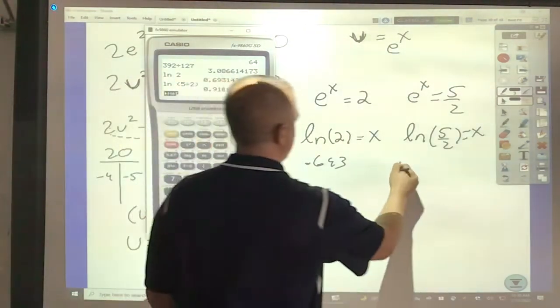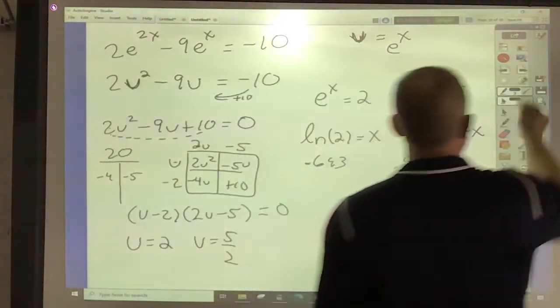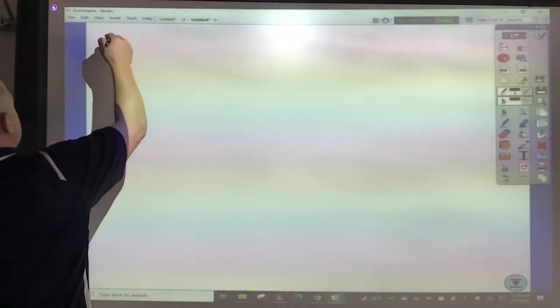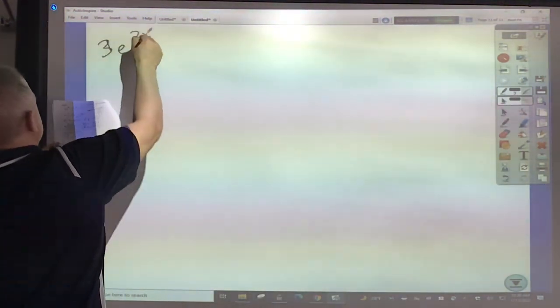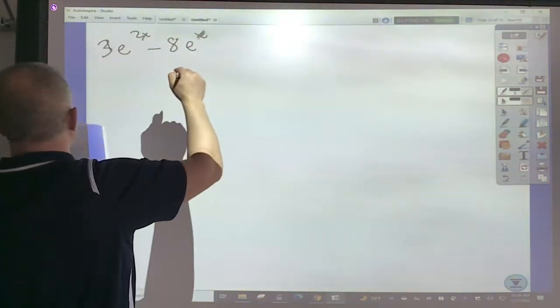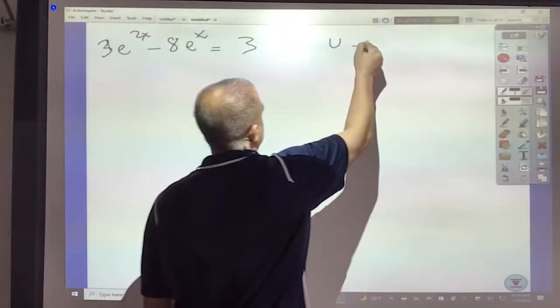Gives me 0.916. Okay? All right, moving on. Let's do another one. Okay? I got 3e^(2x) minus 8e^x equals 3. Okay? I'm going to substitute u for e to the x.